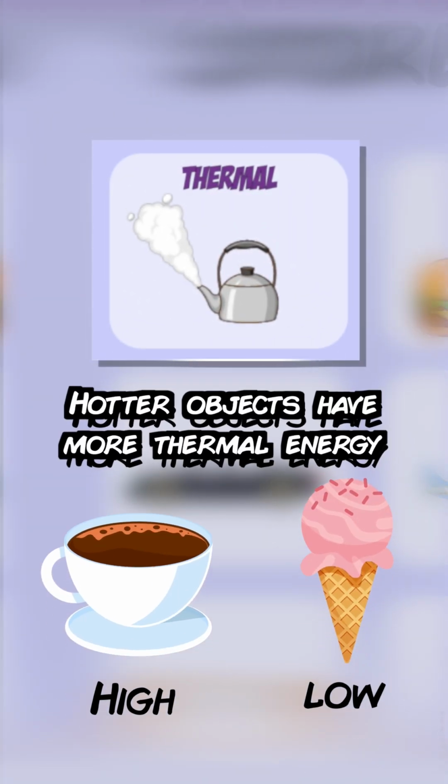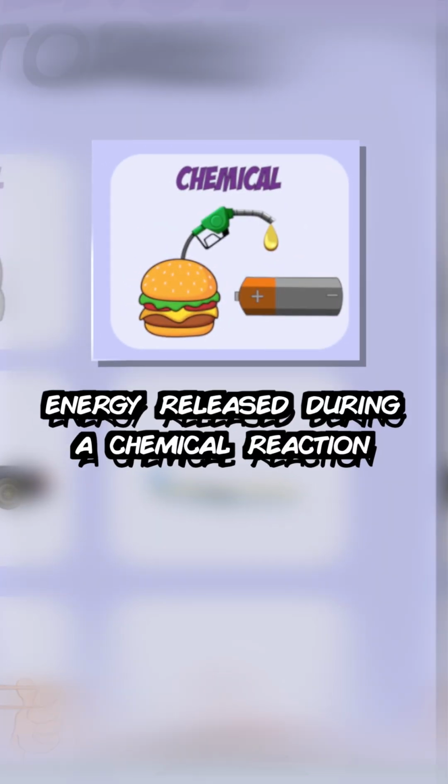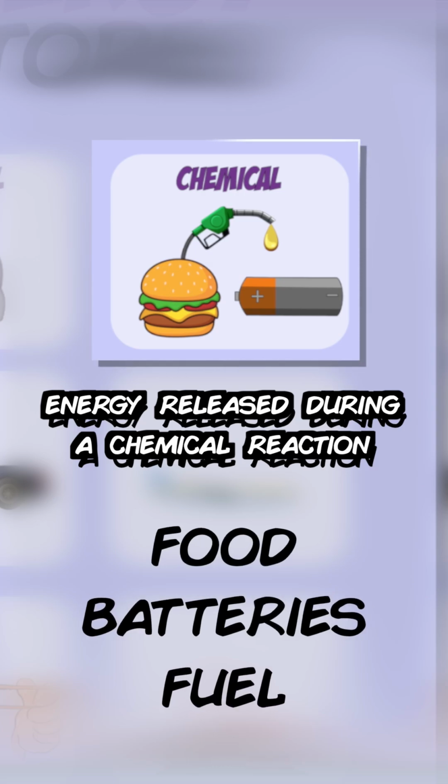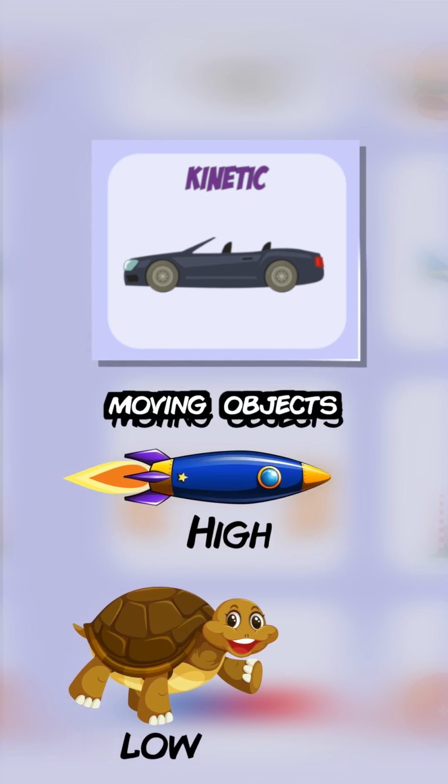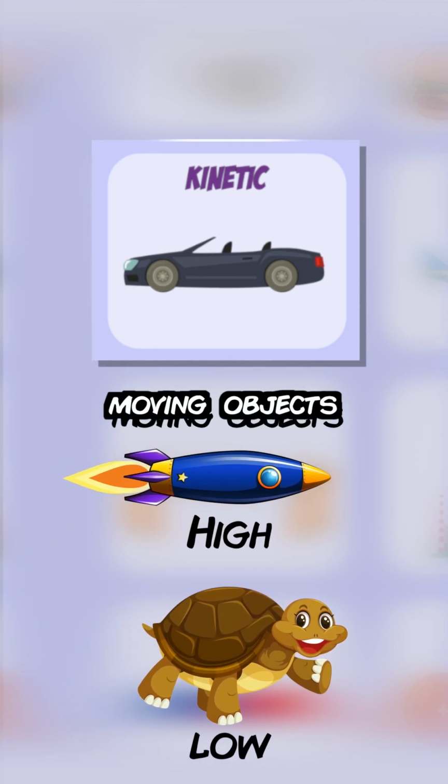Thermal energy stores, where the hotter an object is, the more energy it has in its thermal energy store. Chemical energy stores, which is energy that's released during a chemical reaction. Examples of these are food, batteries and fuels. Next is kinetic energy store, which any moving object has. The faster the object, the more it has.